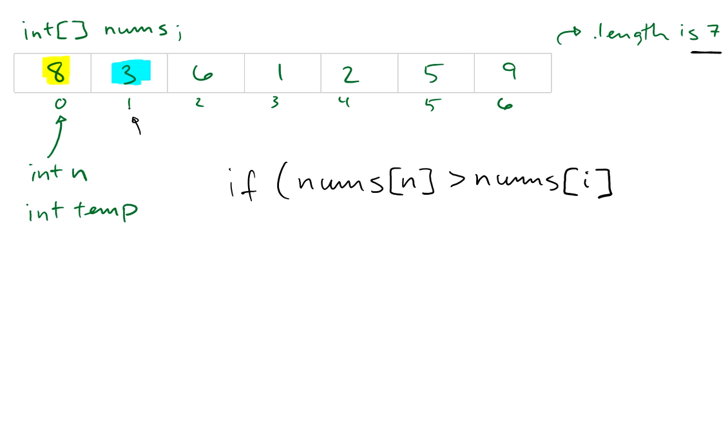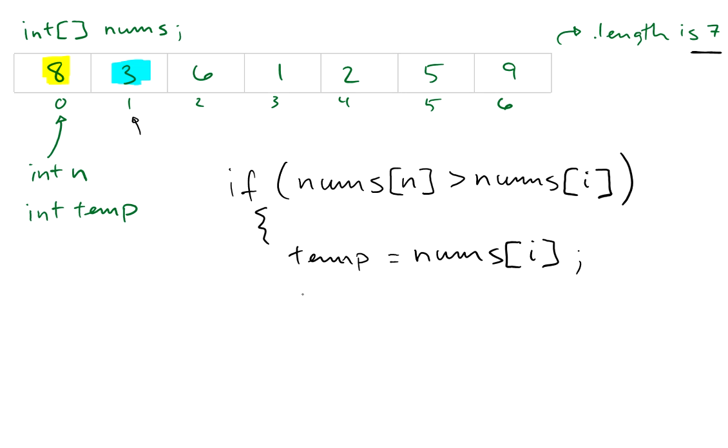If nums at n is greater than nums at i, that means that in this case right here, this 3 is smaller than the 8, so we need to swap them. So to swap them, I might say, for example, the temp value would equal nums at i. I'm going to grab that one, and then I'm going to go ahead and place the 8 into the box where the 3 was.